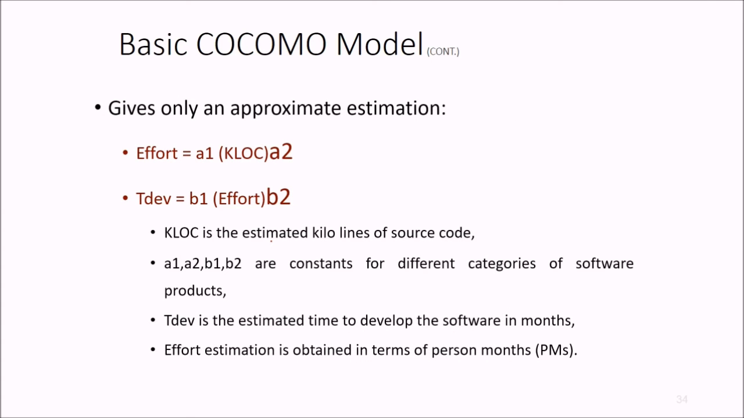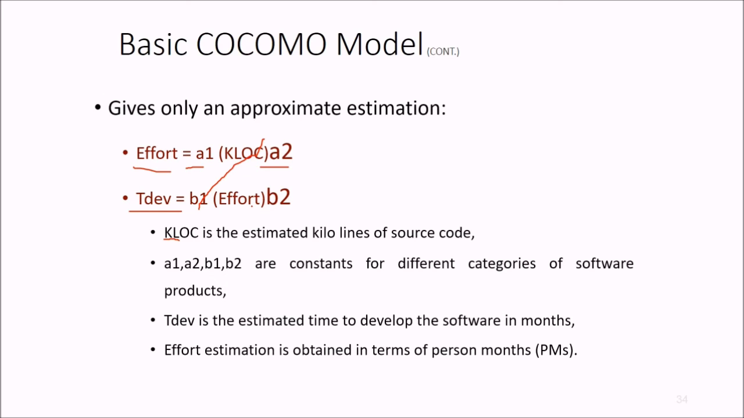For the basic COCOMO model, it only provides approximate estimation. First is effort, that is A1 into KLOC to the power of A2. Time of development will be B1 into effort to the power of B2. And I'll tell you what all this is. KLOC is nothing but kilo lines of code. A1, A2, B1, B2 are all constants for different categories of software products, as we have seen.